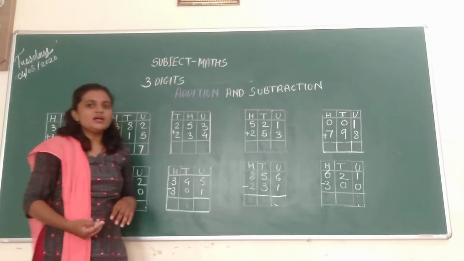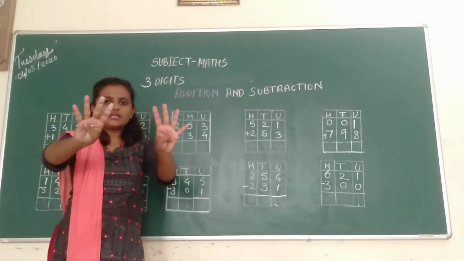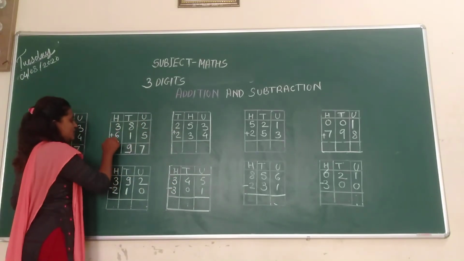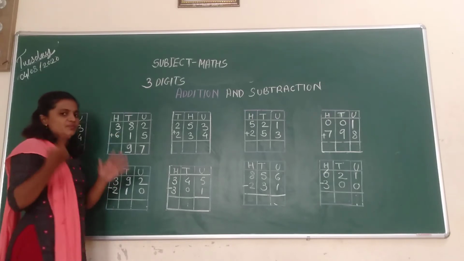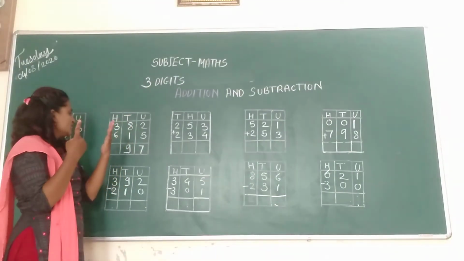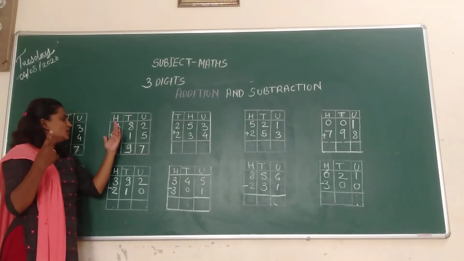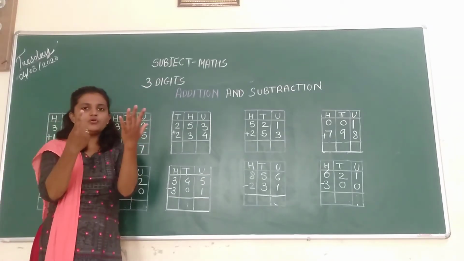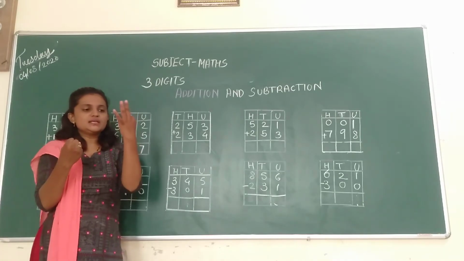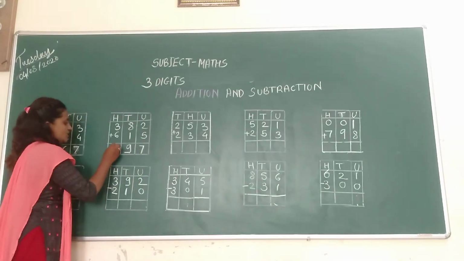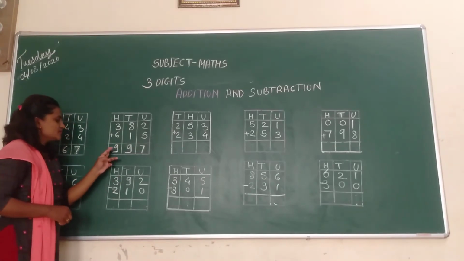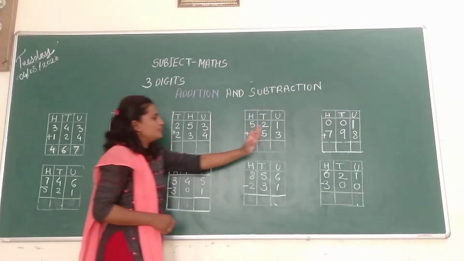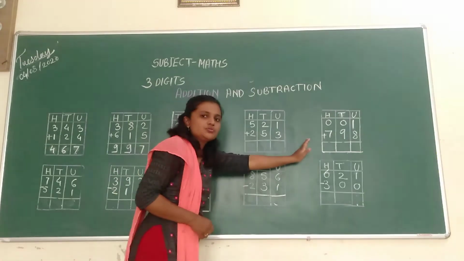Now 8 plus 1. Take 8 fingers and add 1 finger. How many fingers are there? 9. 3 plus 6. Take 6 fingers, students. I have taken 6 fingers and now I am counting forward from 3. 3 ke aage kaun sa number hai? 4. 4, 5, 6, 7, 8, 9. So 3 plus 6 is 9. Our answer is 997.